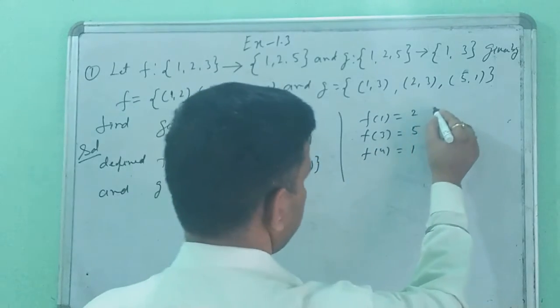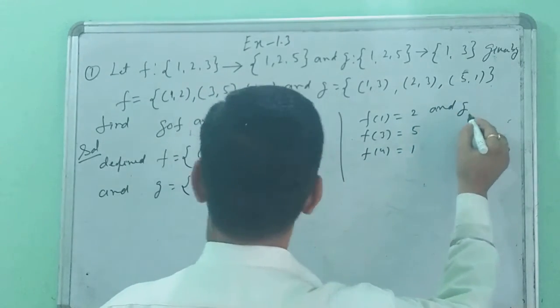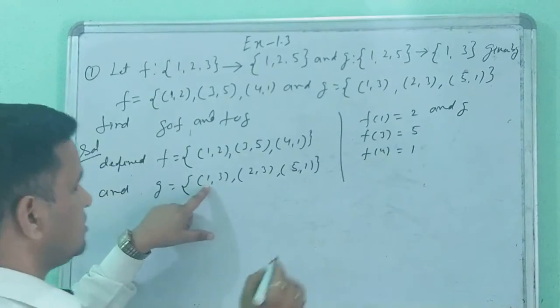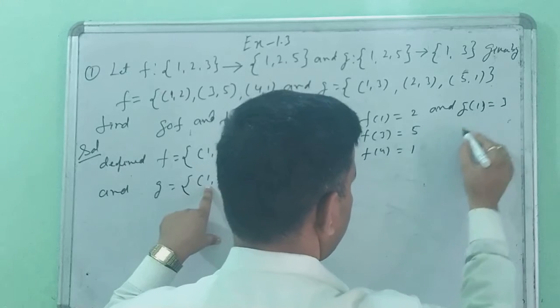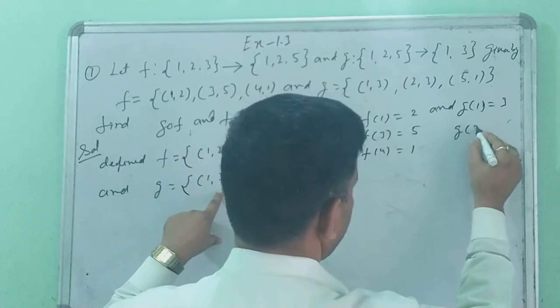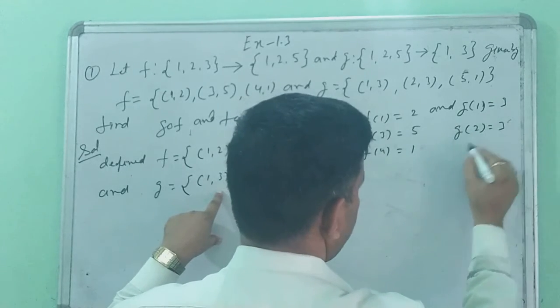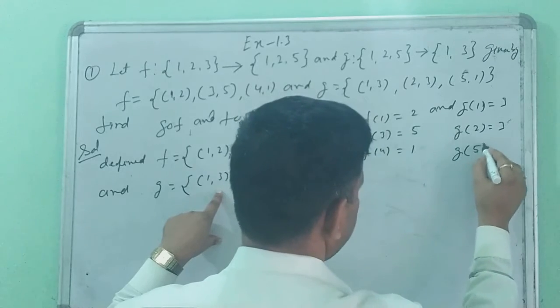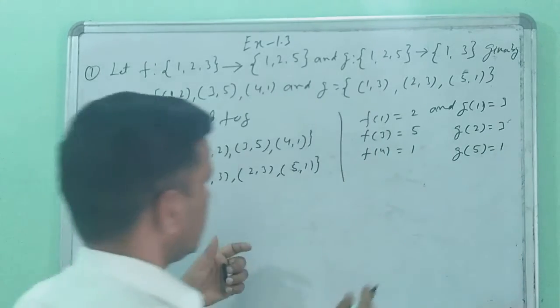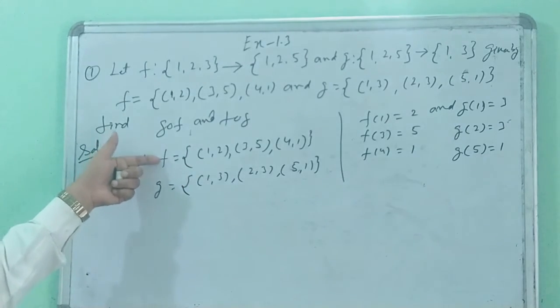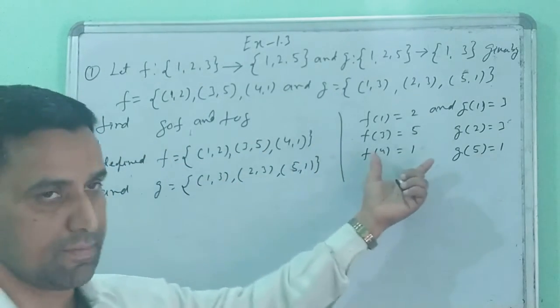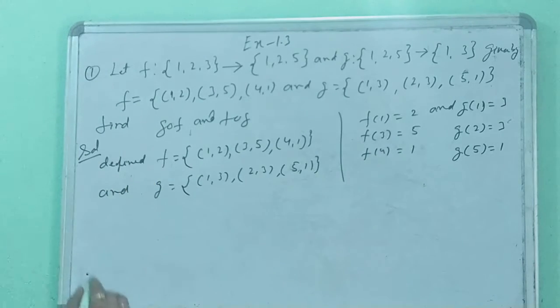And similarly, what are the values of relation g? The value of g(1) is 3, the value of g(2) is 3, and the value of g(5) is 1. So the functions f and g have the relation in this way. Then you will find gof here.